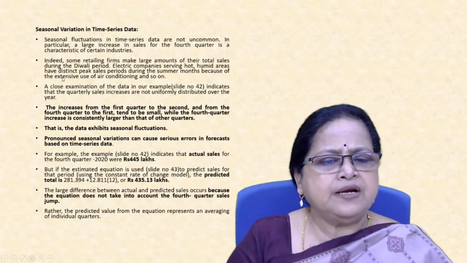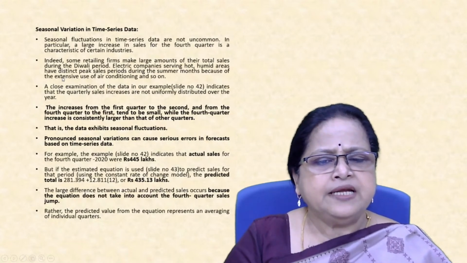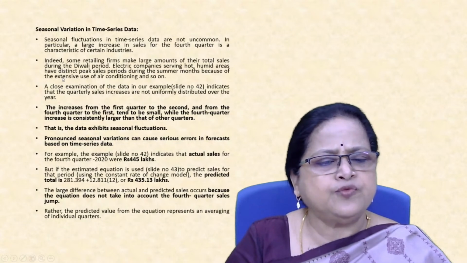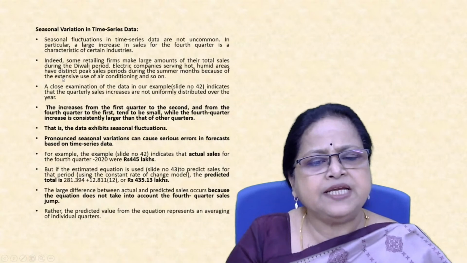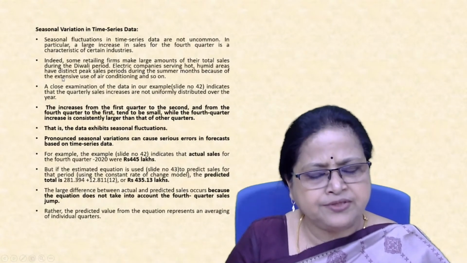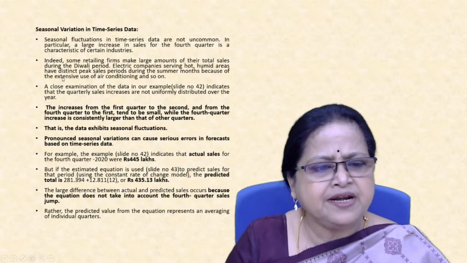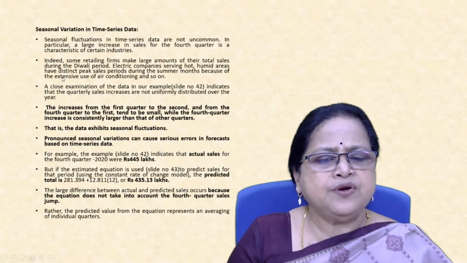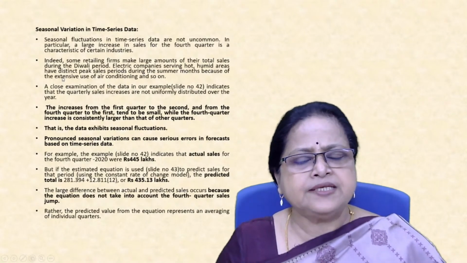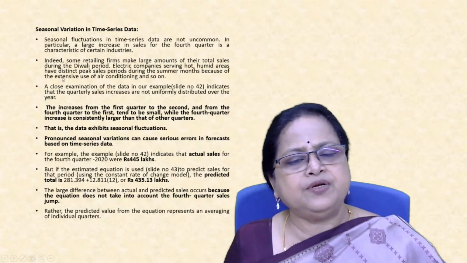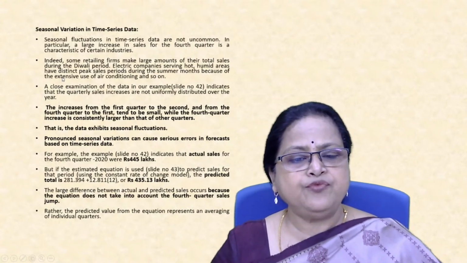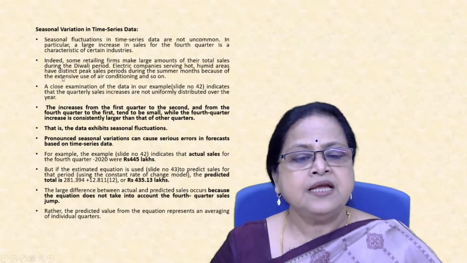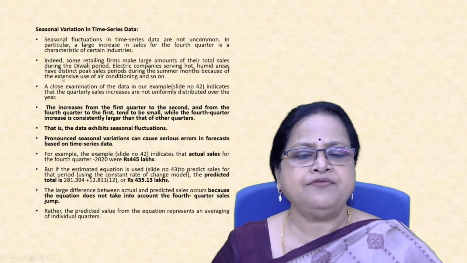Now look at the figure there. It indicates actual sales for the fourth quarter 2020 were 445 lakhs. But if the estimated equation is used, slide number 43, to predict sales or estimated value for that period, using the constant rate of change model, the predicted total is actually 435.13 lakhs. Look at the estimated value 435.13 lakhs and look at the actual sales.